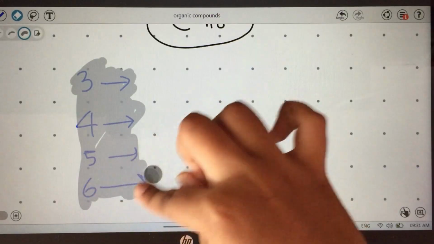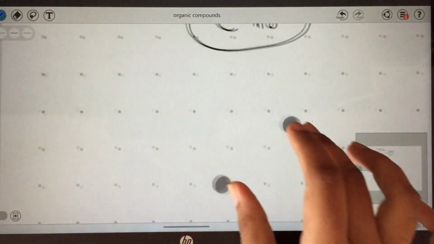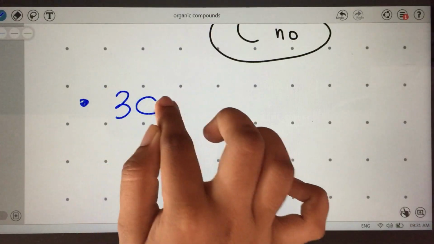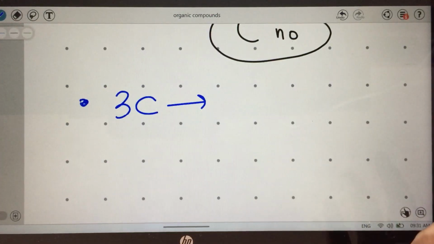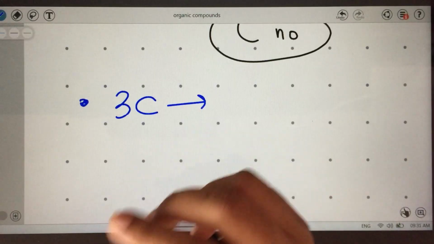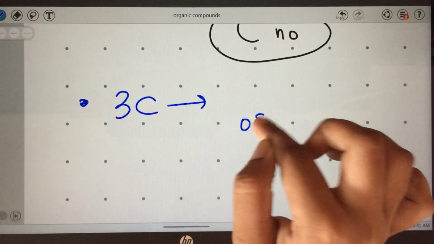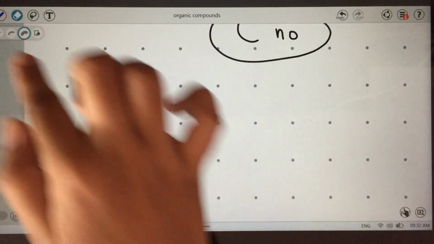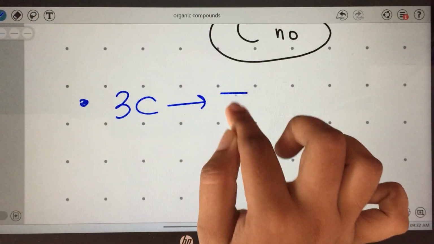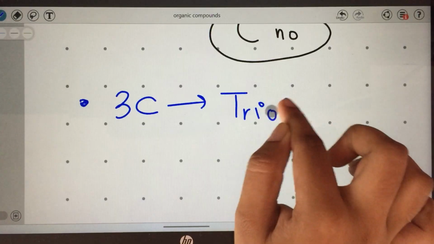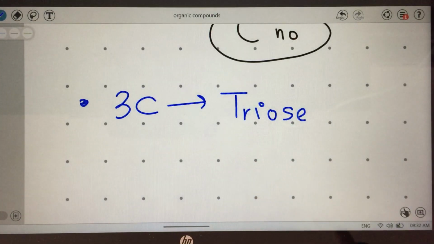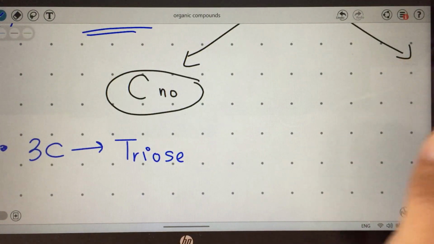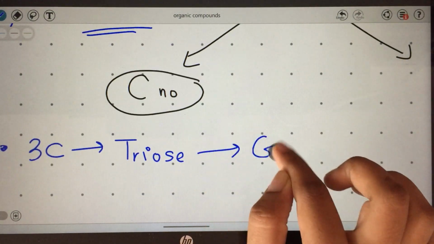Now you can understand 3 carbon. 3 means what? Tri means 3. So the term ose is going to come, with that prefix. Okay, so triose means what? 3 carbon. So triose means 3 carbon. Now for triose you have to give examples. Okay, so we have glyceraldehyde.